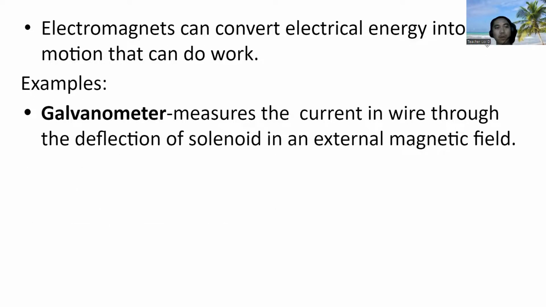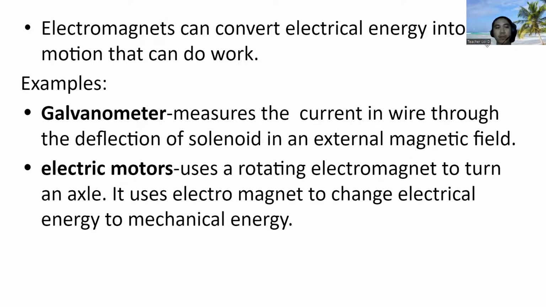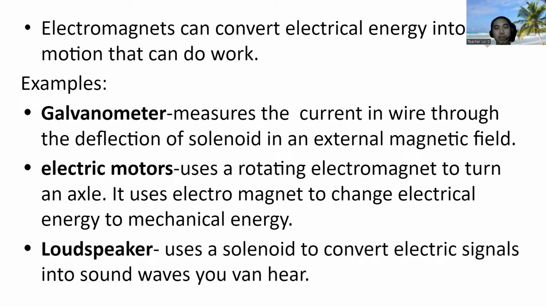Examples: galvanometer measures the current in a wire through the deflection of a solenoid in an external magnetic field, and electric motors use a rotating electromagnet to turn an axle. It uses electromagnet to change electrical energy to mechanical energy. Next is loudspeaker, which uses a solenoid to convert electric signals into sound waves you can hear.